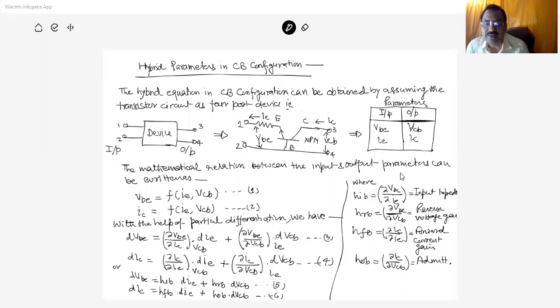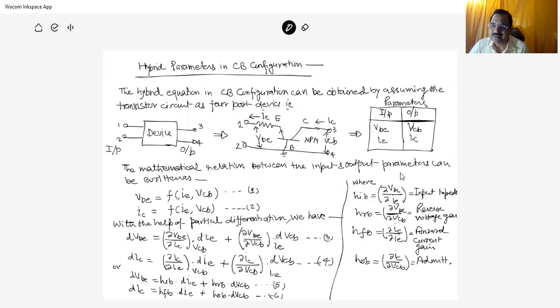4-port device means there are 2 input parameters and 2 output parameters, as 1 and 2 are the input parameters and 3 and 4 are the output parameters terminals. This 4-port device can be considered as the common base configuration, as the base is common. The input variables are input current, that is emitter current, and voltage, base emitter voltage. The output is IC, collector current and collector base voltage.